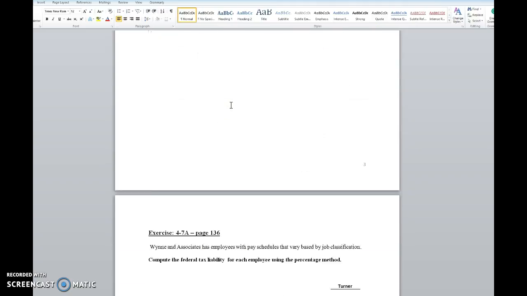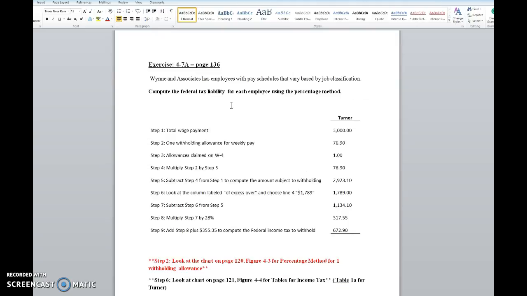The next exercise is 4-7A on page 136 in your book. Now, Wayne and Associates has some employees with pay schedules with various jobs based on their job classification. We need to compute the federal tax liability for each employee using the percentage method. So the first employee that we're going to talk about is Turner. And remember, we are going to look at the chart that is located on page 120 in the chapter, which is figure 4-3. So the total wage payment is $3,000 for Turner.